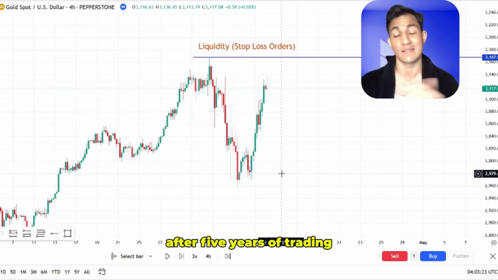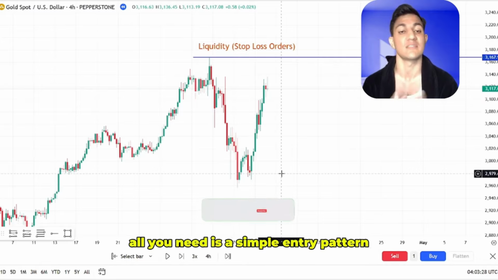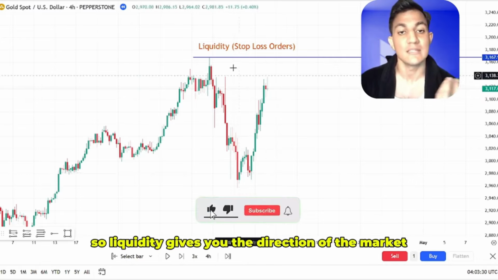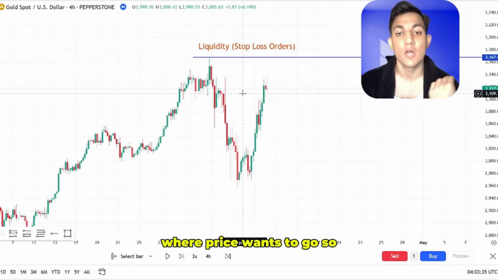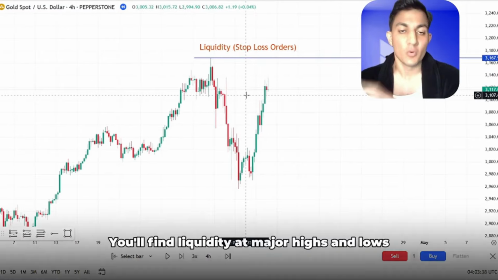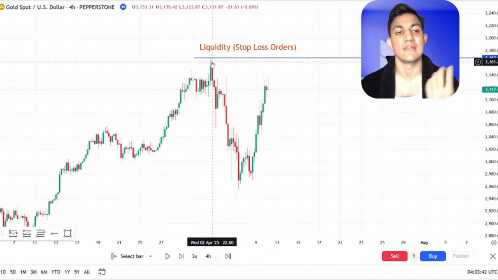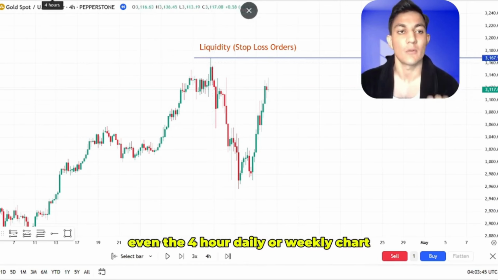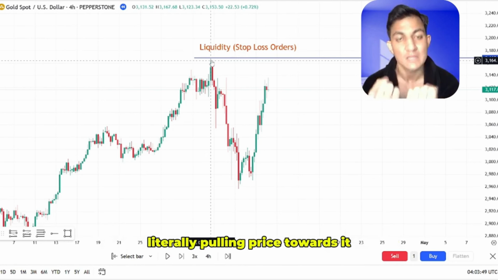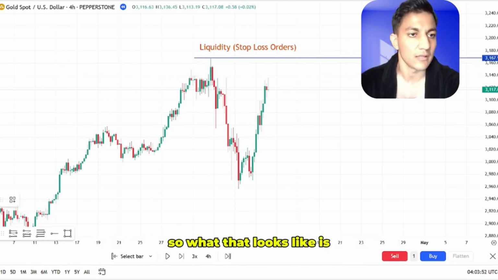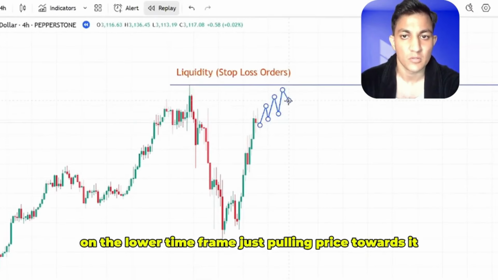Because let me tell you this, after 5 years of trading, once you got the direction right, you are 90% of the way there. All you need is a simple entry pattern. So liquidity gives you the direction of the market. Once you got the liquidity right, you'll know 9 times out of 10 where price wants to go. So you will find liquidity at major highs and major lows. And what happens with liquidity, especially on the higher time frames, either the 4 hour, daily or weekly chart, is this will act like a magnet for price action, literally pulling price towards it. So what that looks like is this will literally magnetize price towards it, right?